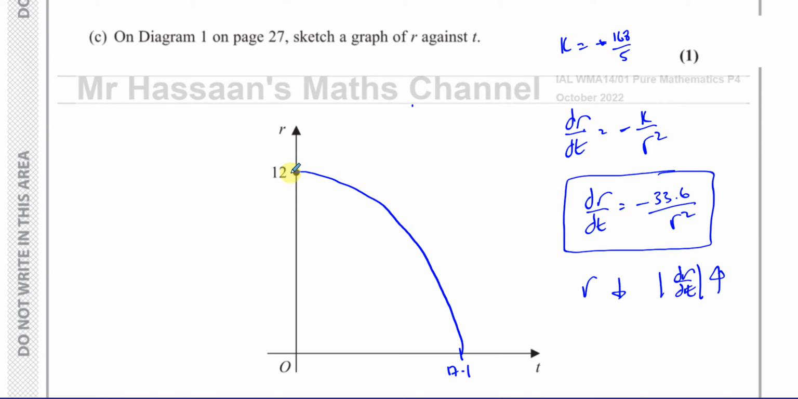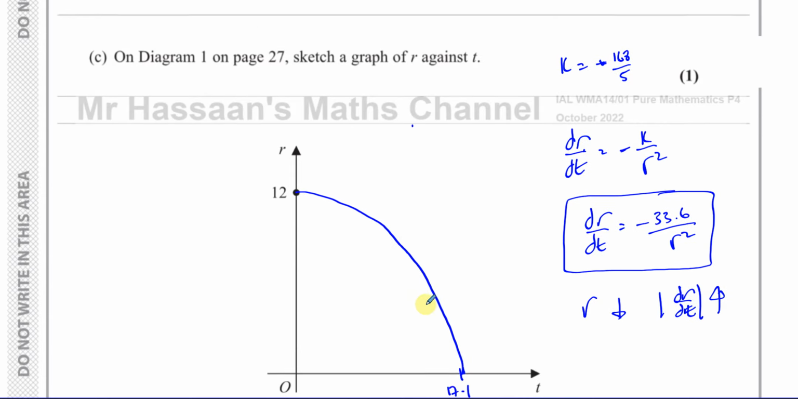So the gradient is going to start off shallow, and as r gets less and less, the magnitude of the gradient is going to get more and more, so it's going to become more and more negative. So it's going to have this kind of curved shape where the magnitude of the gradient is increasing. You can say the gradient is decreasing, like its magnitude is getting more and more steep. Okay, so that's how we can understand how this graph should look. I hope that was clear there.